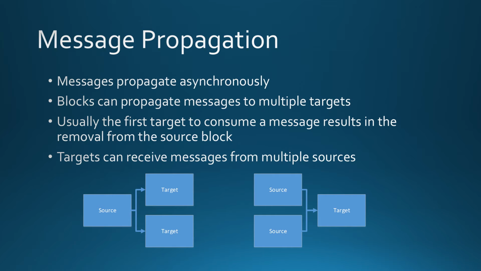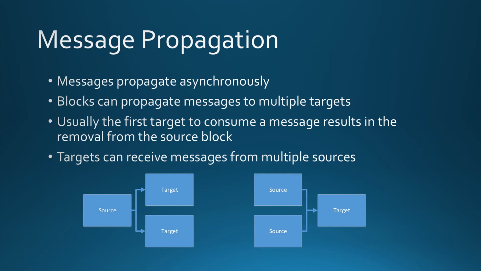Now let's talk a little bit more about message propagation. Like I said previously, messages propagate asynchronously. And once we go through the individual blocks that come out of the box, you'll understand this better. Blocks can also propagate messages to multiple targets. As you can see in the image below on the left, you have a single source that's hooked up to two targets. So you don't need to have a linear pipeline where you have source, target, source, target. You can actually have a source hooked up to multiple targets.